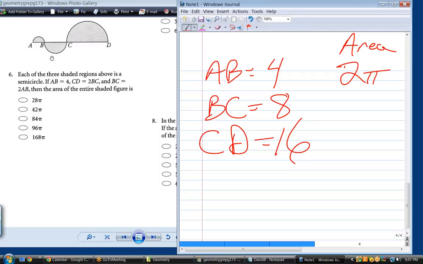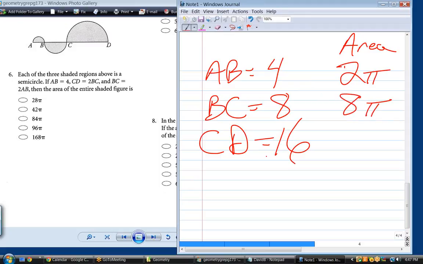Now let's take this semicircle. What's the radius of BC, or of that semicircle? 4, and then that's what equals 4 pi. Wait, do it again. If the radius is 4, what's the area of the whole circle? 16 pi. And then you divide it by 2. So 8 pi.